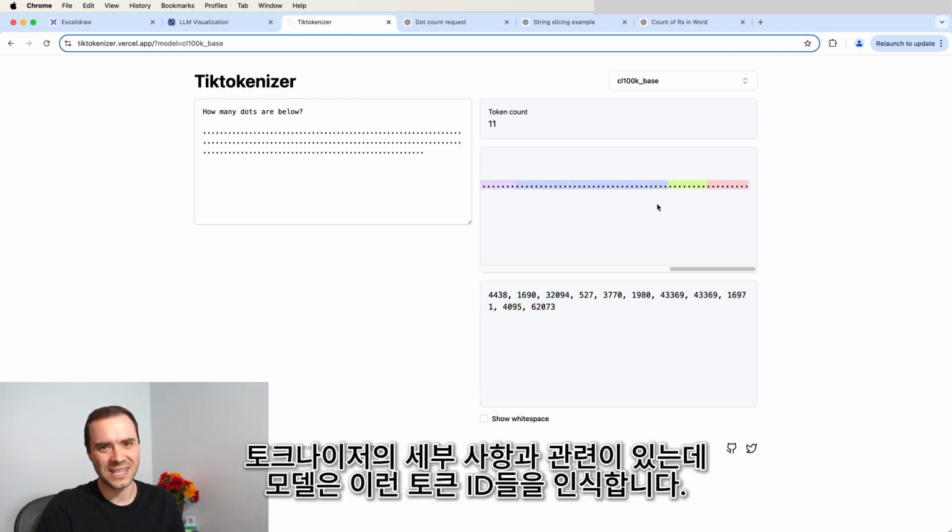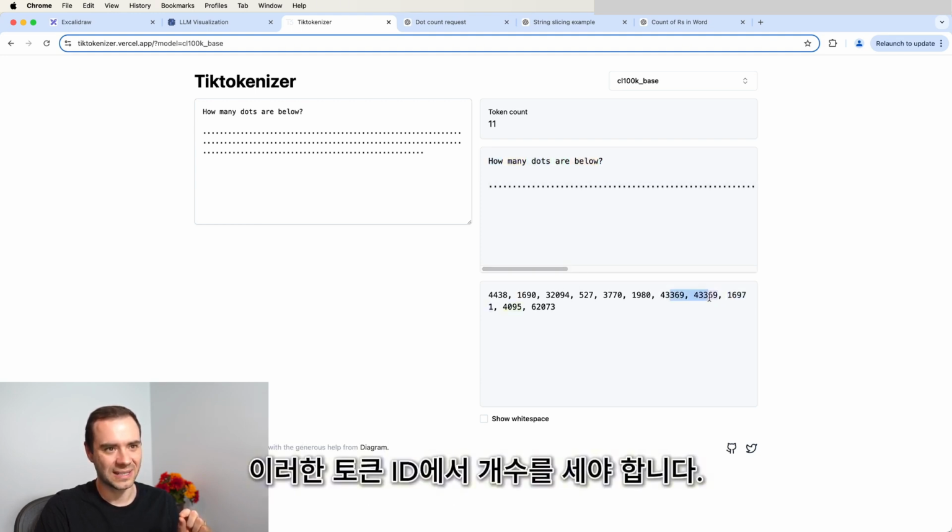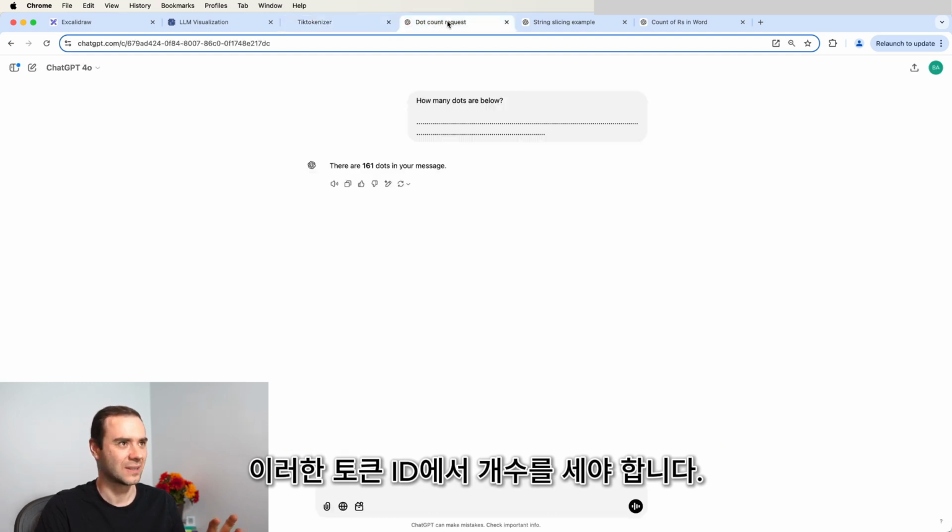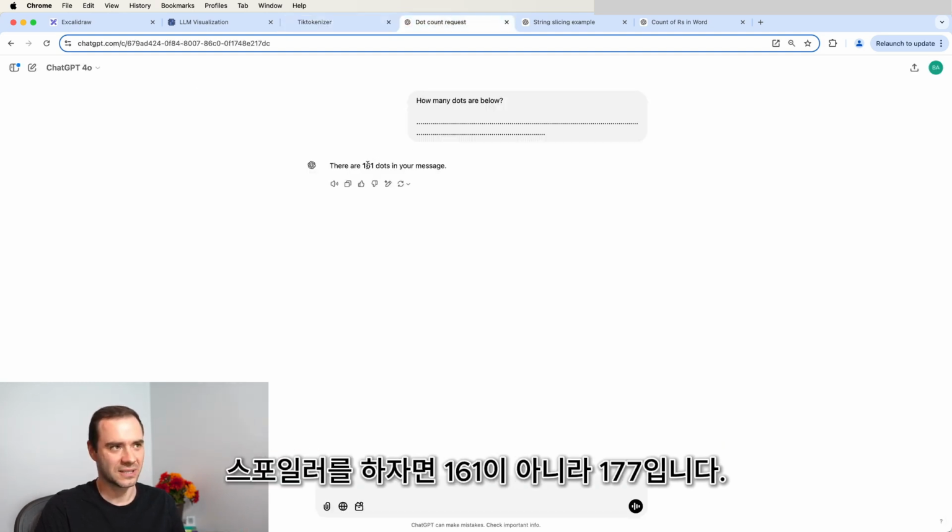This has to do with the details of the tokenizer, but it turns out that the model basically sees the token IDs, and from these token IDs it's expected to count the number. And spoiler alert, it's not 161. It's actually, I believe, 177.